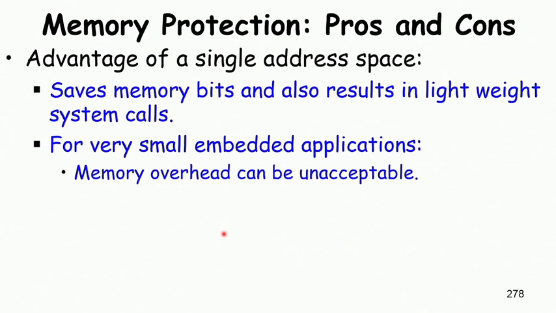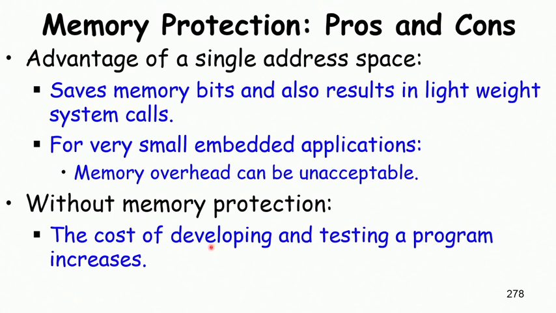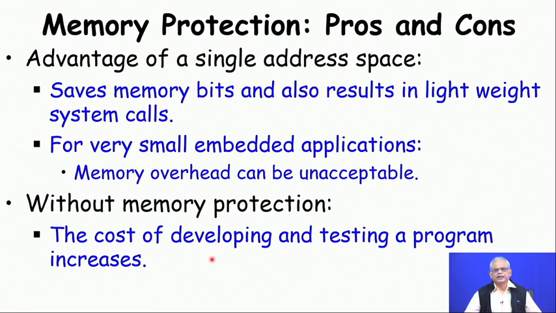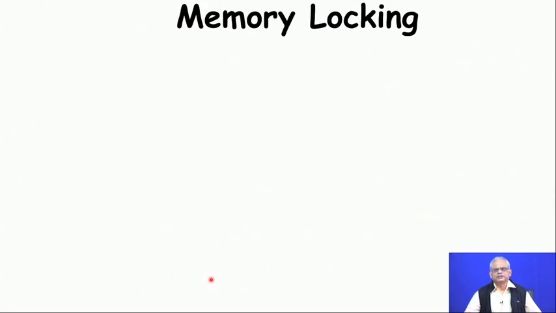So, for very small embedded applications with just a small memory and a small number of tasks, memory overhead in the form of protection becomes unacceptable, and the programmer can easily manage to program the application even without memory protection. But for larger applications without memory protection, the cost of development increases, because debugging becomes very hard. One task can overwrite the data or the code of another task. And not only that, the maintenance cost increases. Later, if you want to change something, it becomes very difficult to change the application.